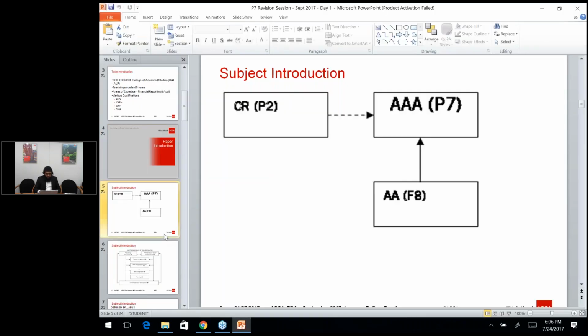If I talk about the paper P7, when you look at the syllabus of P7, you would find a specific diagram, a flow chart, on the first page of the syllabus. Now what exactly does this diagram indicate?